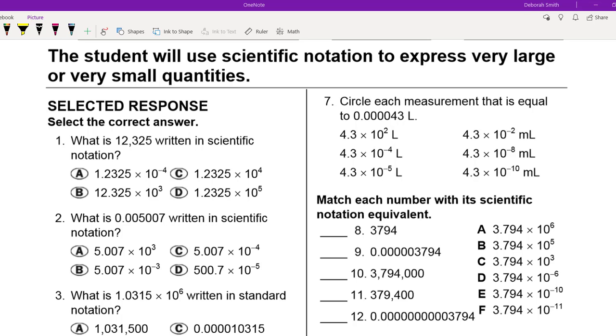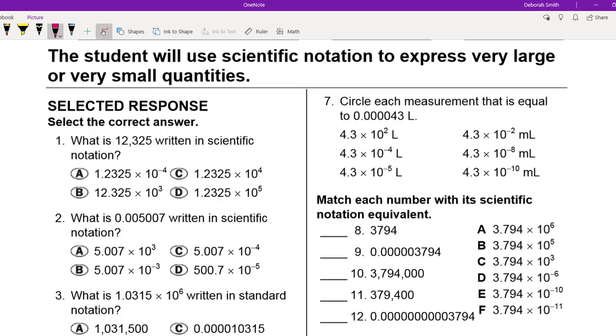Alright, so we're going to look here at expressing large numbers or very small numbers using scientific notation. So looking at question 1, it says, what is 12,325 written in scientific notation?